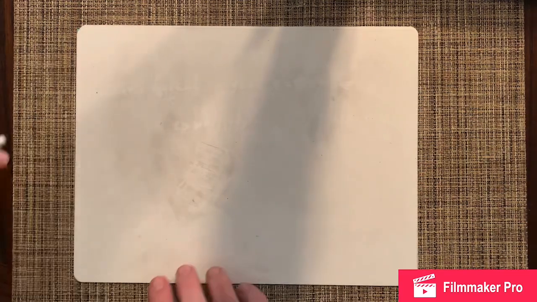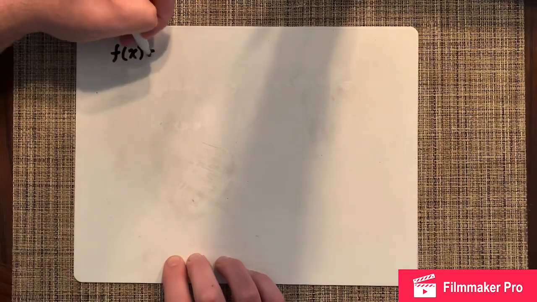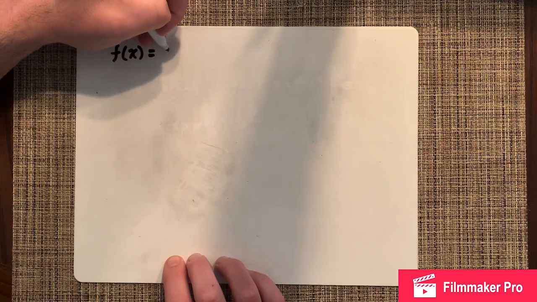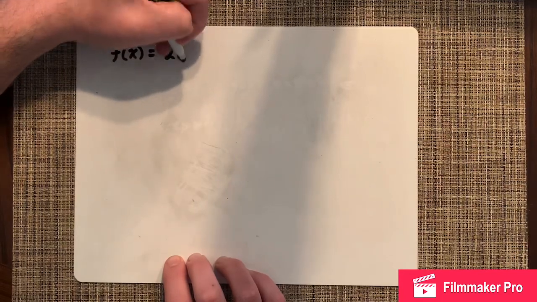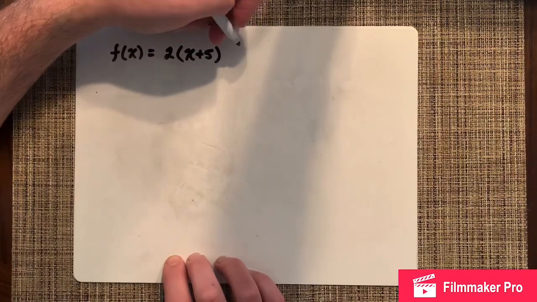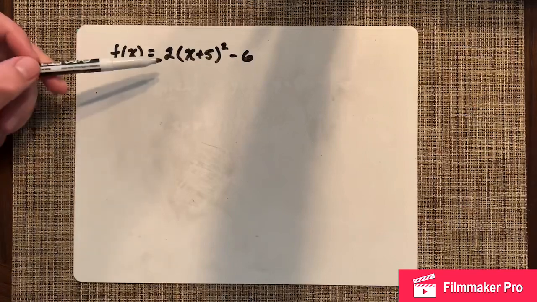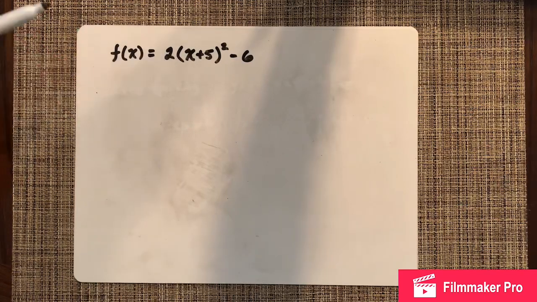This one, I'm going to do f of x is equal to, let's see. And this time let's do a little more complicated, 2 times x plus 5 squared, minus 6. If you know me, I always start easy, then I get a little more complicated as I go. All right, so this time I've added an extra number up front. Let's see what to do with that.